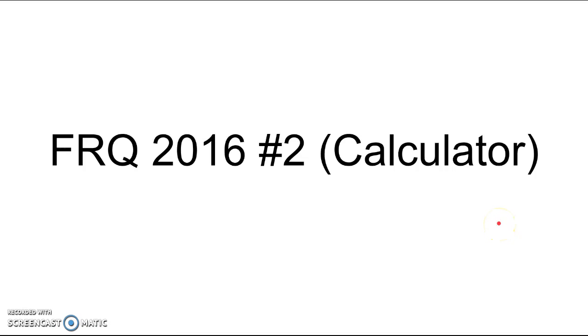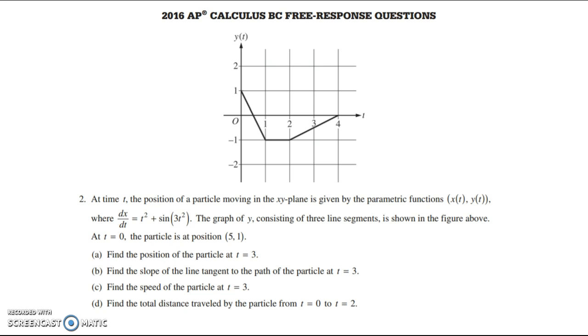Hi, this video is on FRQ problem number 2 from 2016, and this is a calculator problem. So the problem says, at time t, the position of a particle moving in the xy plane is given by the parametric function x of t, y of t, where dx/dt equals t squared plus sine of 3t squared. The graph of y consists of 3 line segments, as shown in the figure above. At t equals 0, the particle is at position (5, 1).